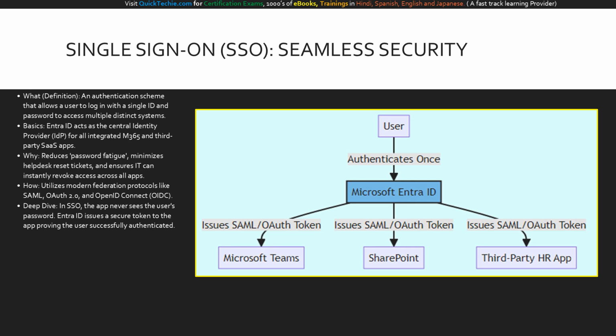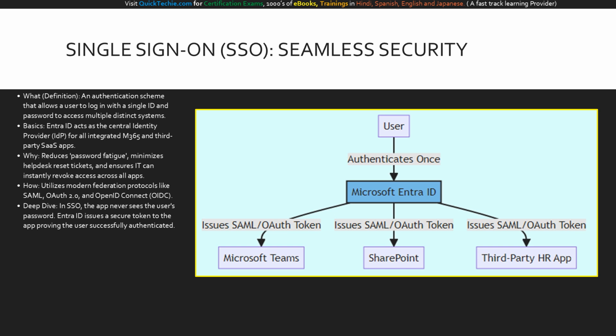Authentication isn't just about locking bad guys out, it's about letting your workforce operate efficiently. This brings us to Single Sign-On, or SSO. SSO allows a user to authenticate once against Microsoft Entra ID and then seamlessly access Exchange, Teams, SharePoint, and even third-party SaaS applications like Salesforce or Workday without being prompted for credentials again. Why is this critical? Asking users to remember 20 different passwords leads to password fatigue. They will start writing them on sticky notes or reusing weak passwords. From an IT perspective, SSO means if an employee leaves the company, you disable their Entra ID account once, and their access to all connected applications is instantly revoked.